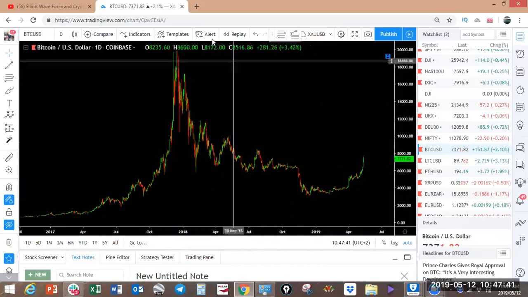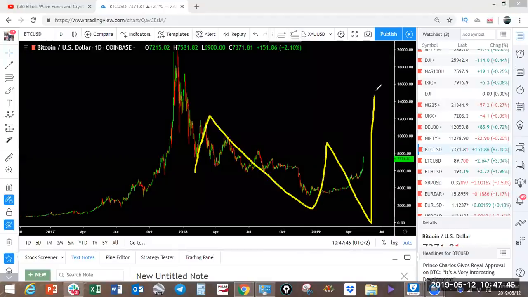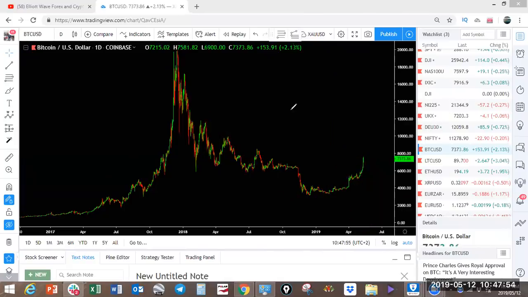which could be an expanding flat like that. Are we going to get this? We don't have to get this. If we don't, then this means this is the structure, and we're going to have to update and see what structure played out there.